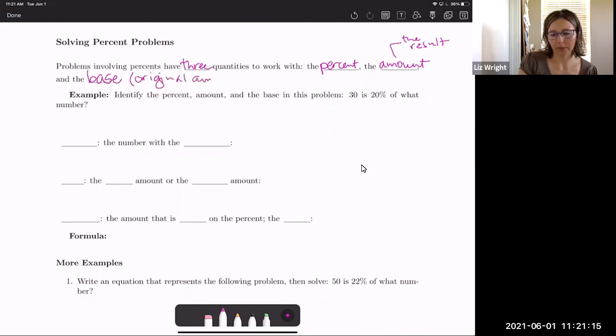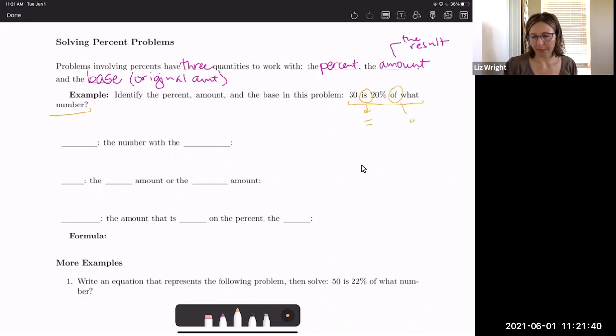Original amount. So here it says, identify the percent, amount, and base in this problem. 30 is 20% of what number? Before you identify those pieces, I want you to convert this phrase or this question into mathematical symbols. So "is" is typically an equal sign.